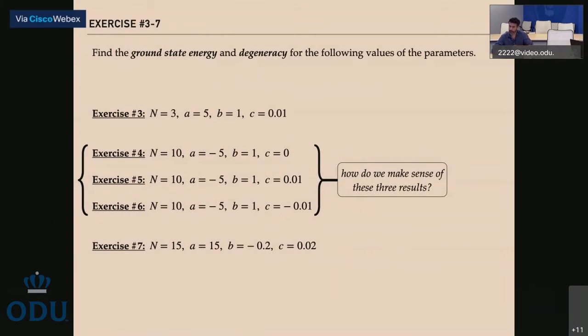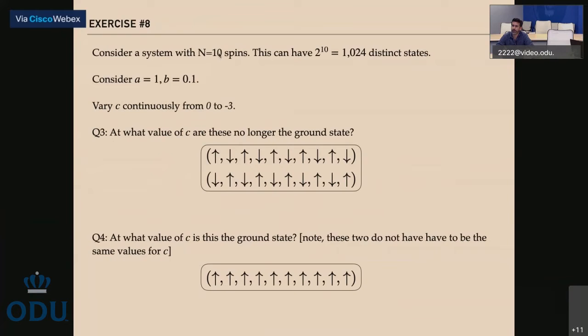Typo fixed. And in exercise 8, I gave you a system of 10 spins. So we had quite a number of distinct states, okay? We fix A and B to be these values, and then we ask to vary C continuously from 0 to -3. And we argued that at C equals 0, these two have to be the ground states. These two are degenerate, and they both correspond to the lowest energy. And then as you take C to negative infinity, this becomes the ground state, okay?